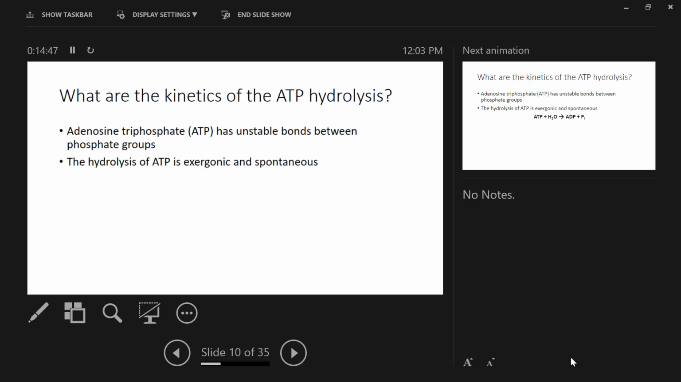The hydrolysis of ATP is exergonic, and it is spontaneous. It releases energy, and delta G is negative. It releases energy and it increases disorder, right? Because you've taken ATP and you've broken it into two pieces.